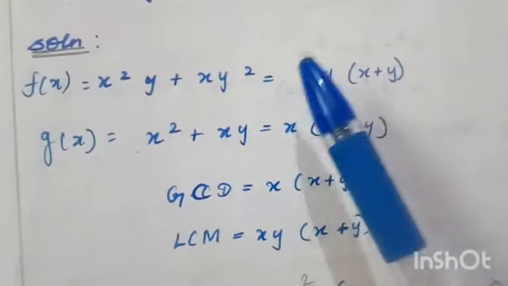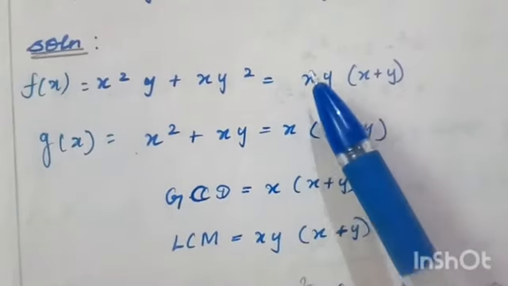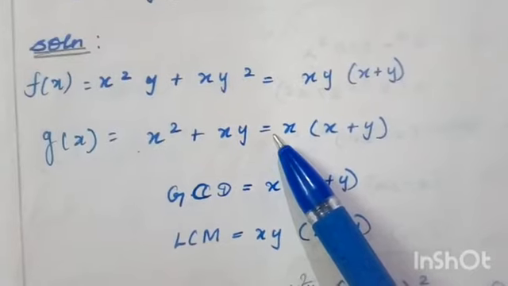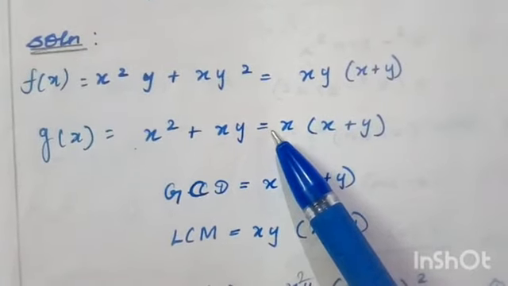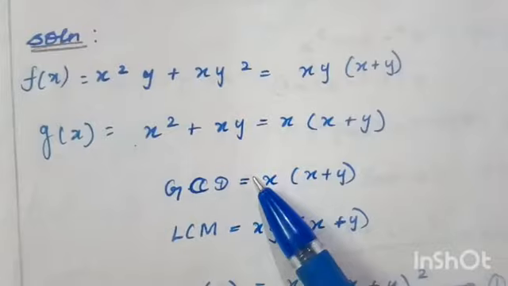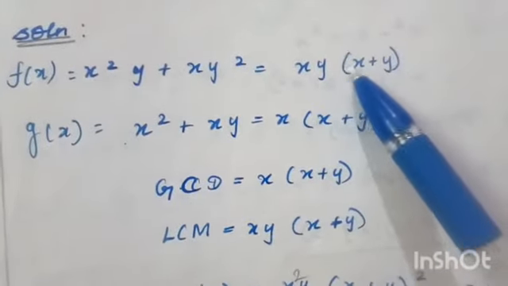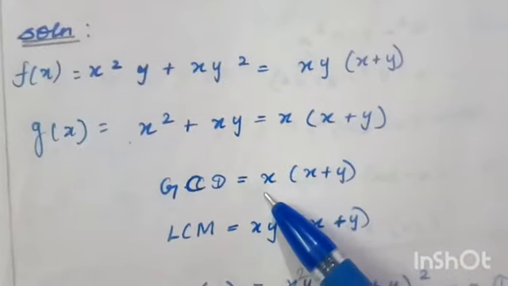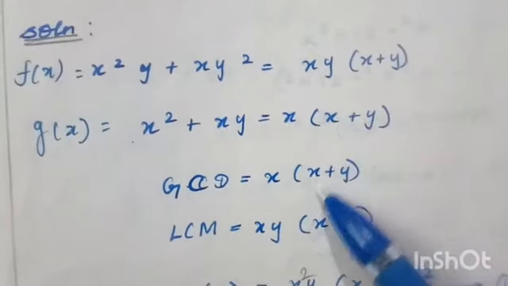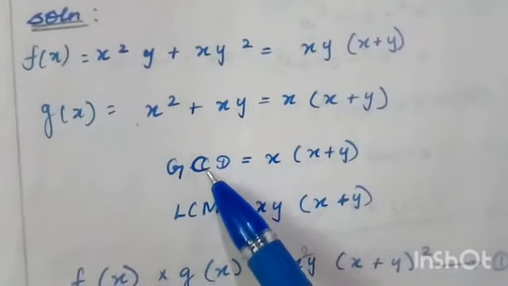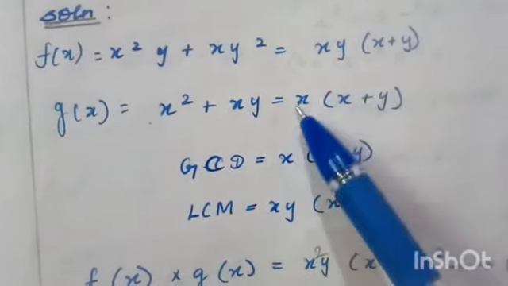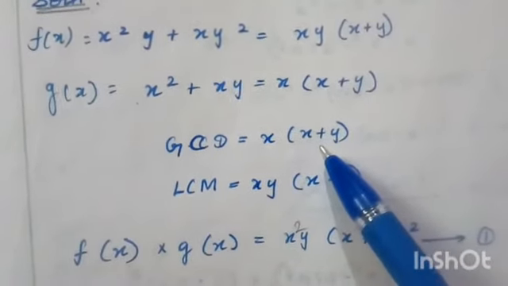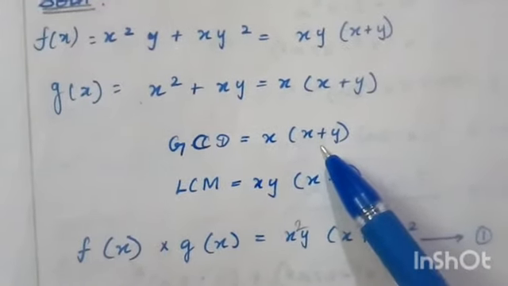Now, here the coefficient is 1, so you need not find a GCD and LCM for 1. The GCD of 1 is 1, LCM also 1. GCD means the common factors. For these two, x is common, and here x plus y, x plus y is common. So for the GCD, take x and x plus y, the common terms only, and write them as a product.